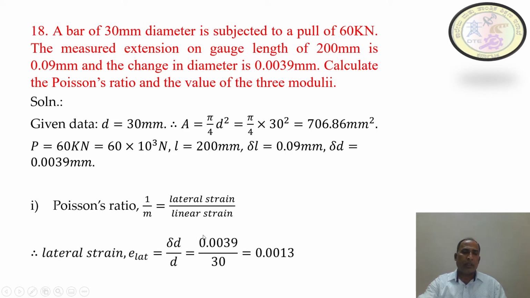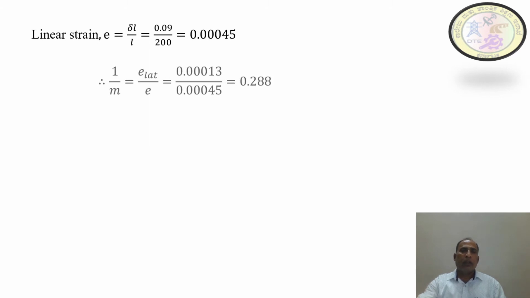As we know, lateral strain e lateral is equal to delta D by D. So the change in diameter, 0.0039 mm, divided by 30 mm. Mm gets cancelled with mm. So e lateral is equal to 0.00013. Similarly, linear strain e is equal to delta L by L, that is 0.09 mm divided by 200 mm. So the value of linear strain e is 0.00045.